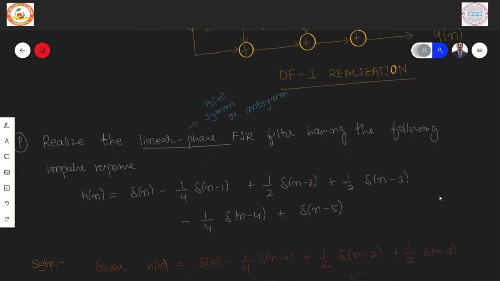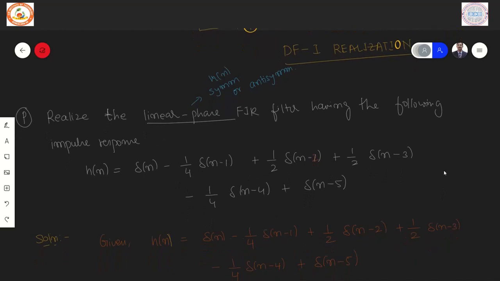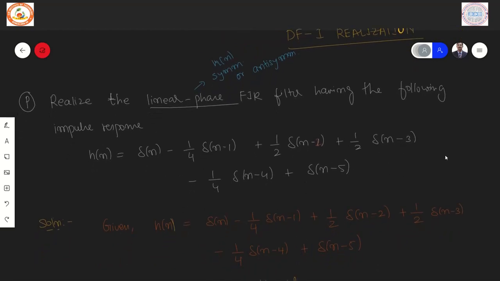The next problem is a small variant of this, which may typically be asked in the examination. The question goes something like this. Realize the linear phase FIR filter having the following impulse response. h of n equals delta of n minus 1 by 4 delta of n minus 1 plus 1 by 2 delta of n minus 2 plus 1 by 2 delta of n minus 3 minus 1 by 4 delta of n minus 4 plus delta of n minus 5.